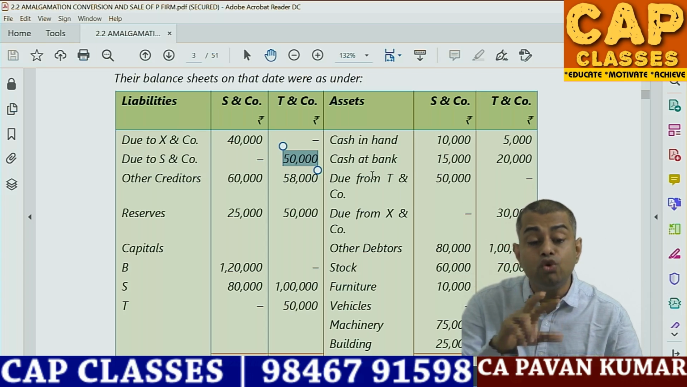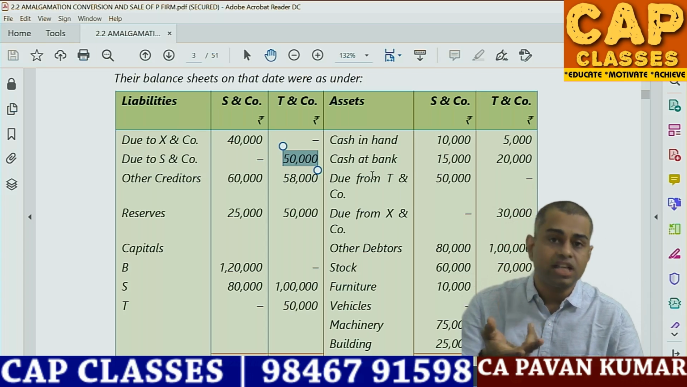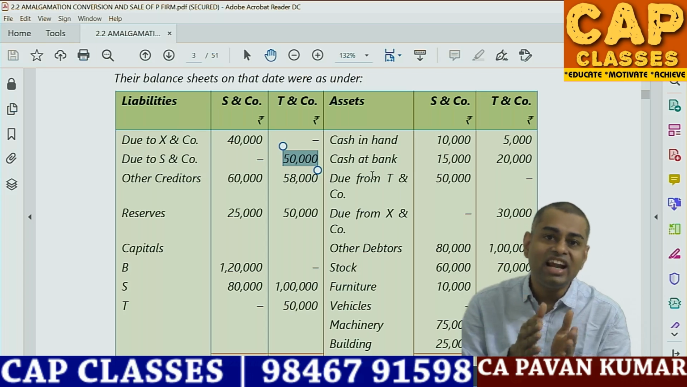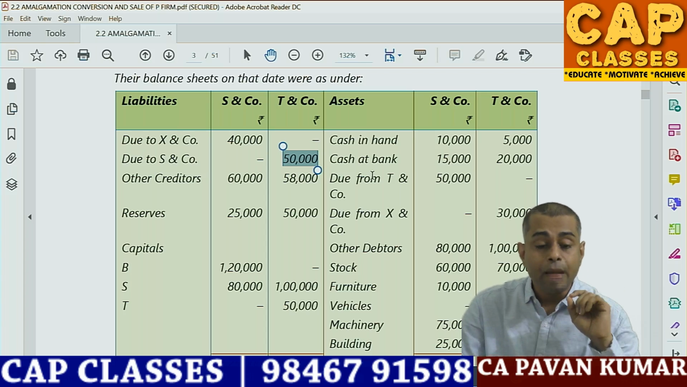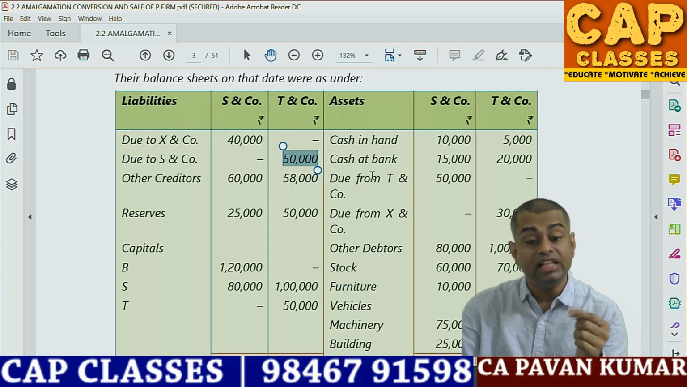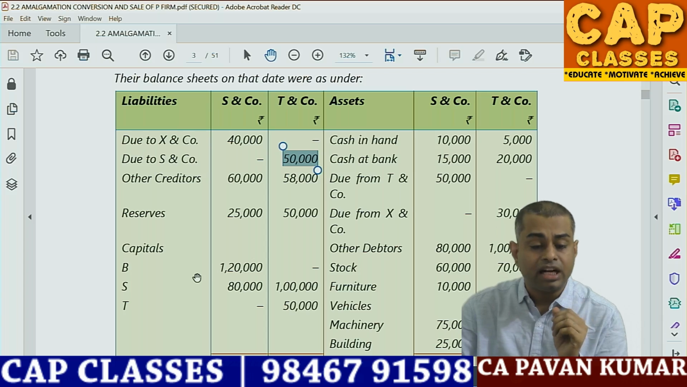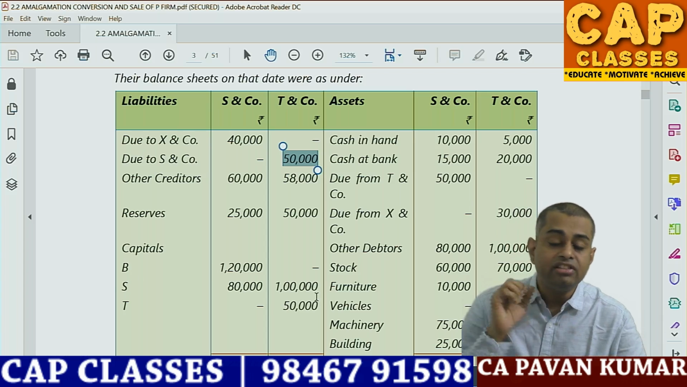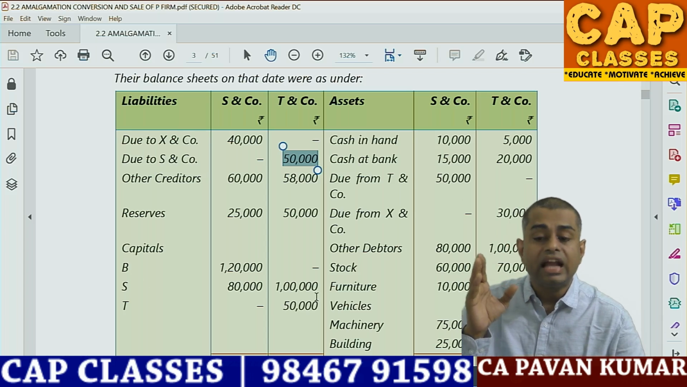What will we do with the reserves? We'll transfer them to the partners' accounts. Who are the owners of reserves? Partners only, no? So they will get them in their profit sharing ratio. Capitals, in the first company, B 1,20,000, S 80,000. In the second company, that means the second partnership firm, S 1 lakh and T 50,000. Total 325, 308.